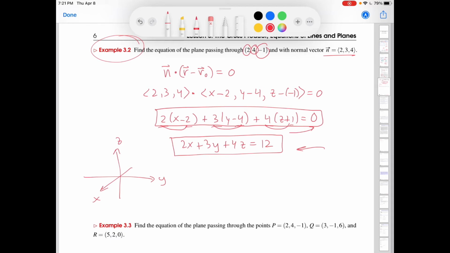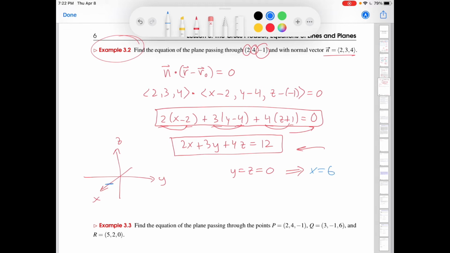How do you do this? So you look at the intercepts, just like you would with a line, and that'll give you an idea of what the plane looks like. Let's start off with finding the x-intercept. So that's when y and z are both 0. If y and z are both 0, this is gone, 2x is 12, so x equals 6.